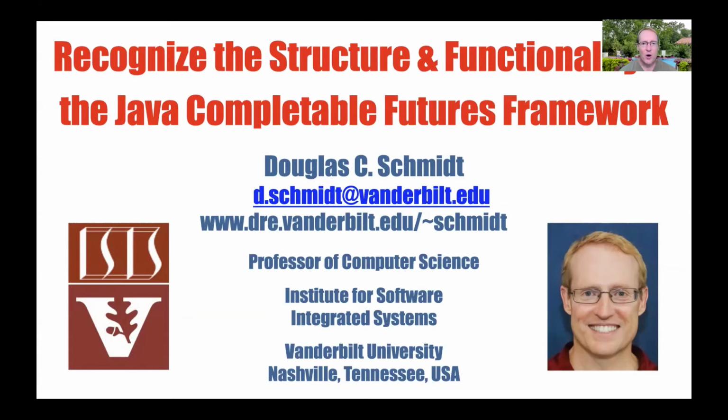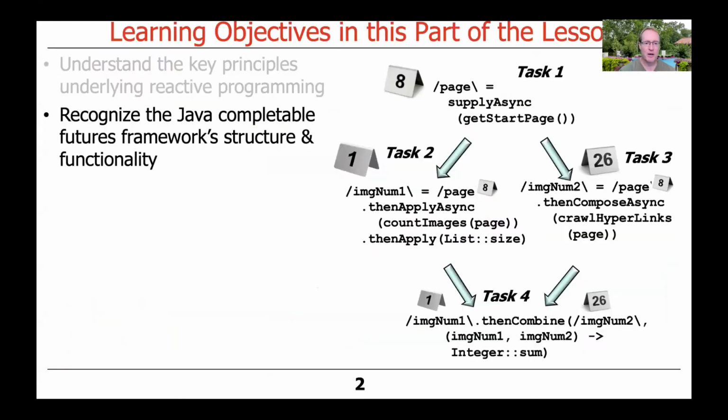Now that I've given you an overview of reactive programming, I'm going to take a quick detour and talk a bit about the structure and the functionality of the Java Completable Futures framework. And then we're going to come back in the next lesson and talk about how Java Completable Futures maps onto those principles we already defined in terms of reactive programming.